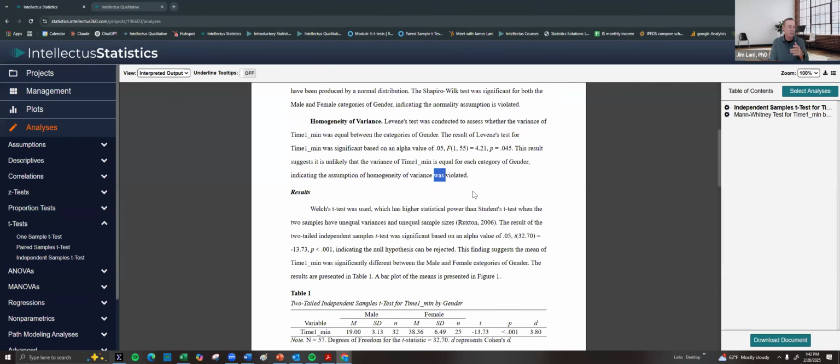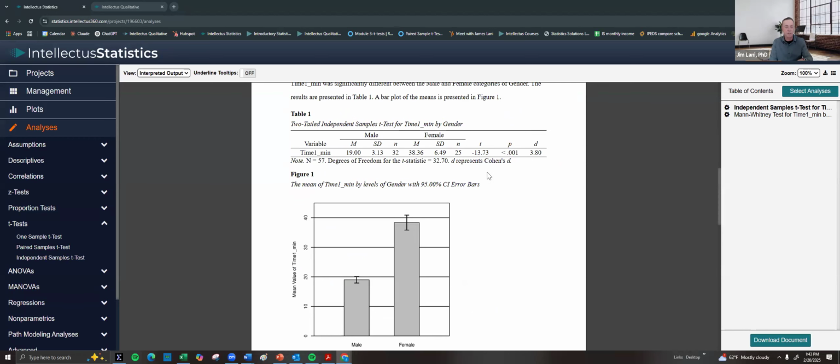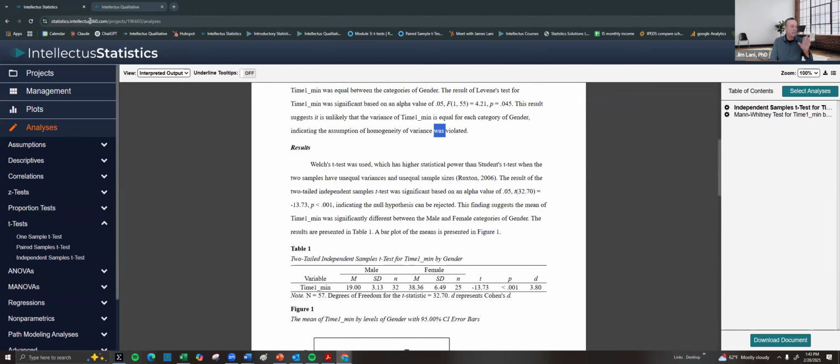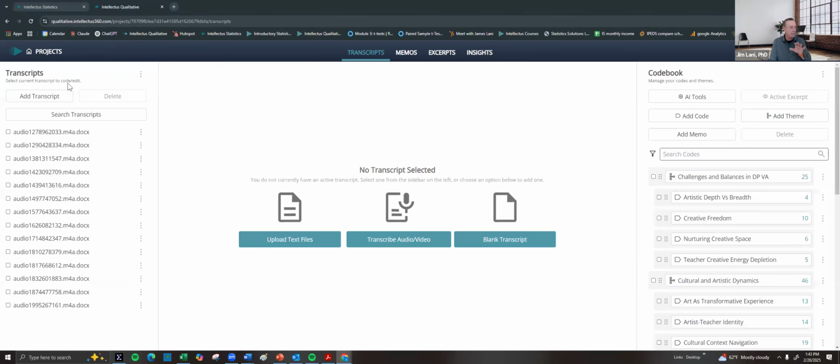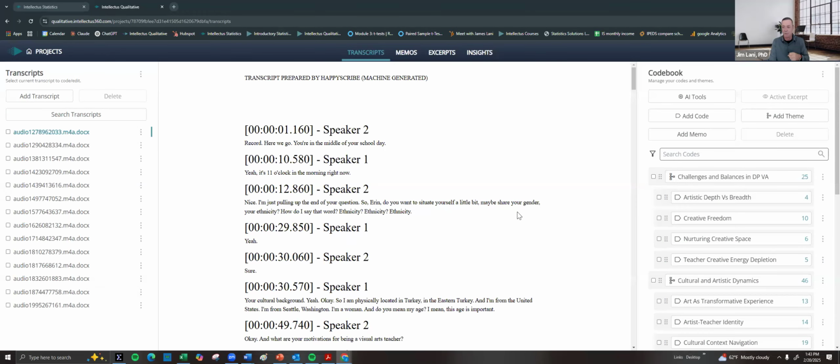All right. So I think with that being said, that quick overview of Intellectus Statistics and Intellectus Qualitative, you have a flavor of hopefully some of those considerations before you get data. And then once you're there, I think you're really more than halfway home.